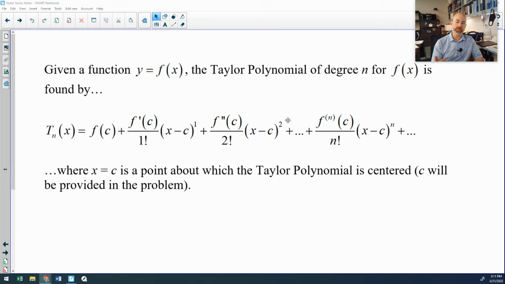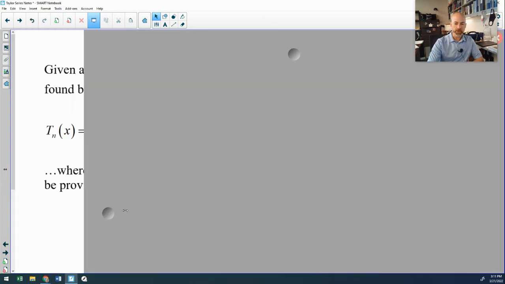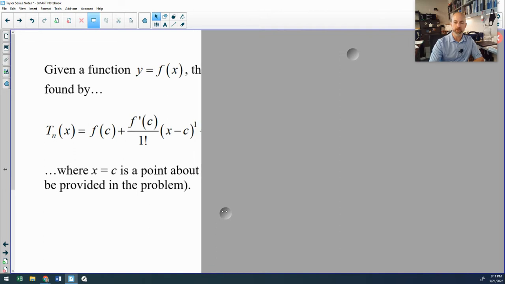The more derivatives you use in generating your Taylor polynomial, the more accurately that polynomial will resemble your original function. And we have actually been doing Taylor polynomials all year. I just haven't told you this. If I block out everything after the first derivative, what you're looking at is a tangent line. So every time we have done a tangent line in calculus, we have been doing a first degree Taylor polynomial, and that tangent line can approximate function values, which is what we did with linear approximation.